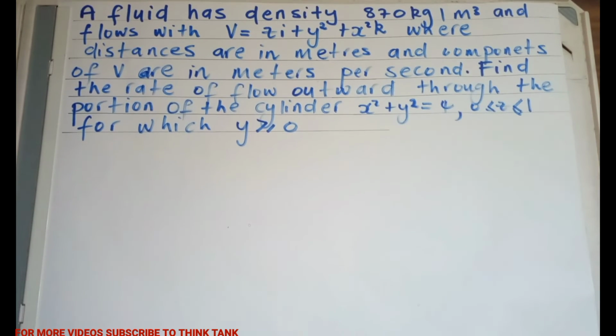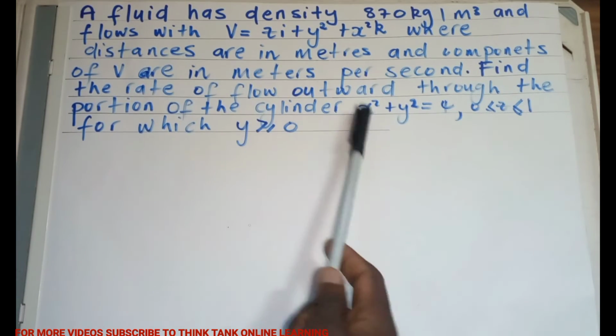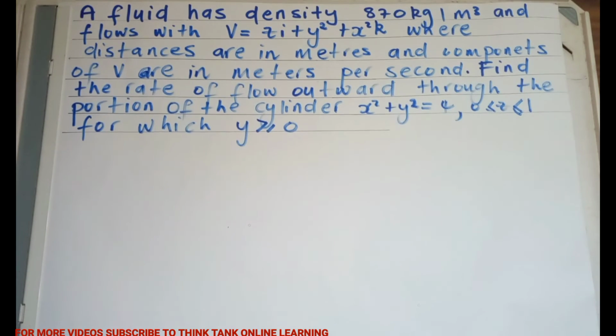Okay, there are two methods of working out this problem, and I'm going to show you both methods. The first one is easy and short, which is the divergence theorem. We want to calculate the rate of flow, that is the flux. So what do we have here?